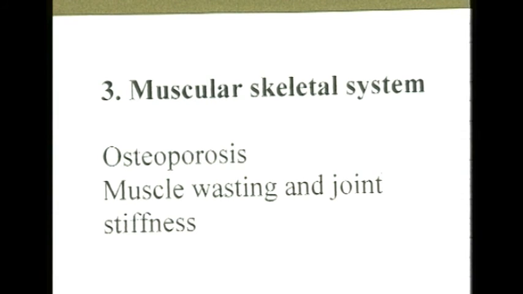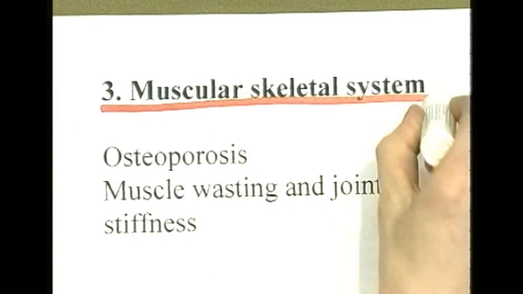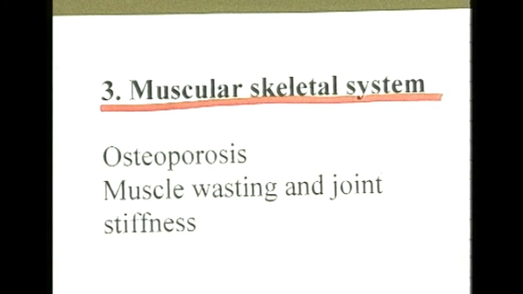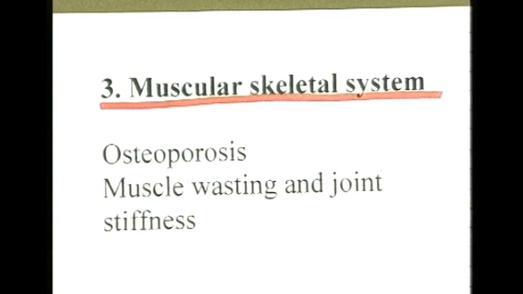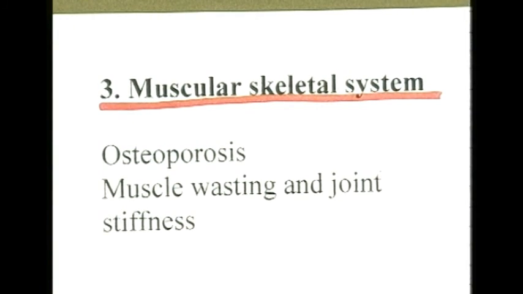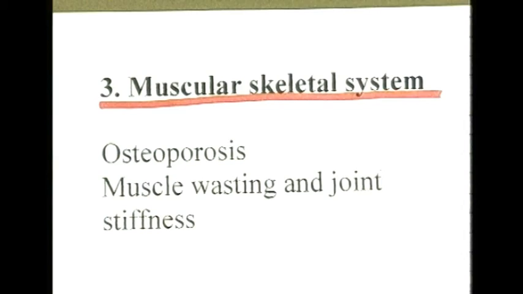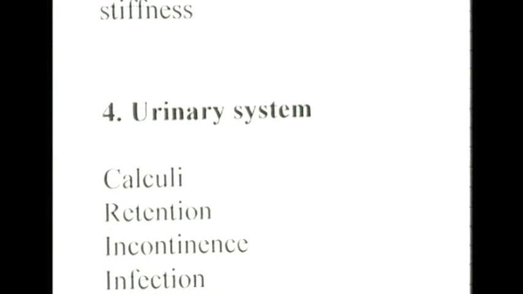There's adverse effects, as we have already partly discussed, on the musculoskeletal system, the muscles and the bones. For example, osteoporosis is loss of bone mass. Muscle wasting and joint stiffness. Muscle wasting we've partly discussed, and the joints can stiffen up, making movement more difficult and less likely to occur. So adverse effects on the cardiovascular, respiratory, musculoskeletal, and adverse effects on the urinary system.